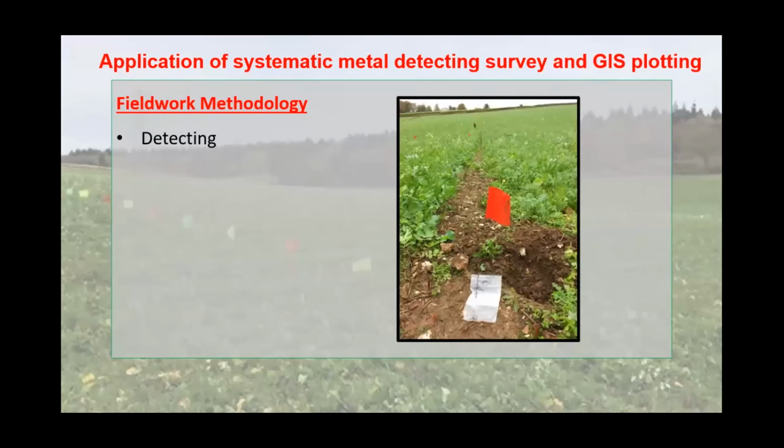Small finds were placed in a small plastic finds bag and labelled with the initials of the detectorist, the date, and the GPS waypoint number. The labelled find bags were then pegged to the ground with a multi-flag, retrieved at the end of the day, as shown in the photo here.